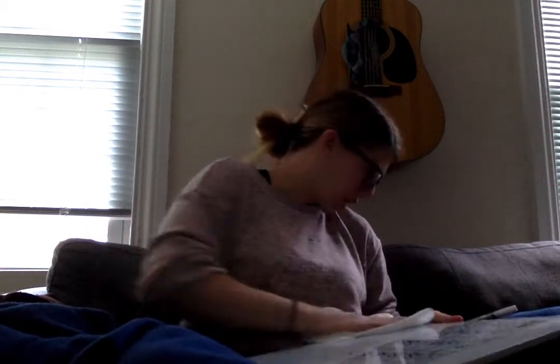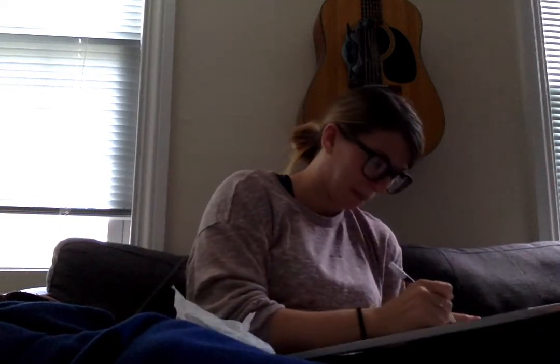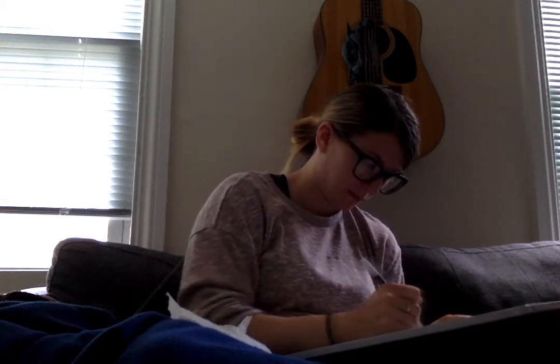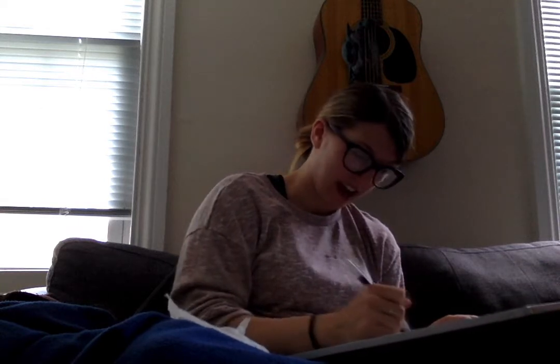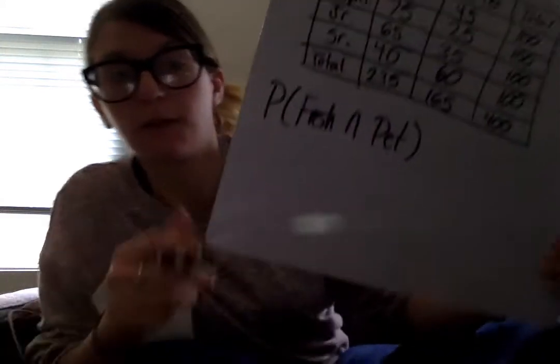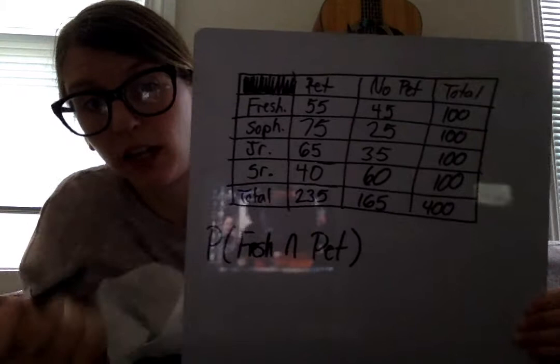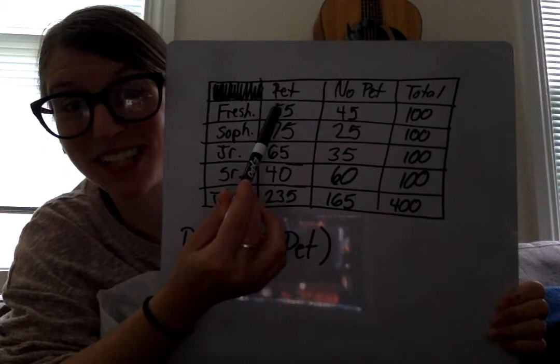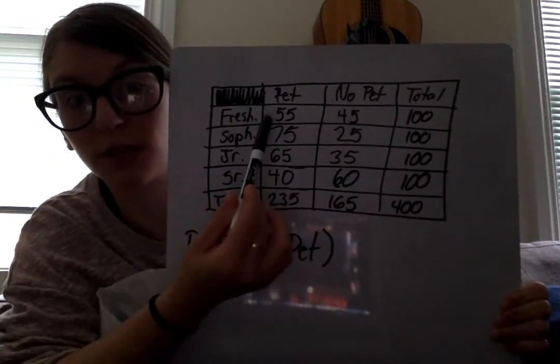So let's start with and. So let's say I have a question. What is the probability if I put all 400 of these people in a hat and I randomly pick someone, what is the probability that they are a freshman and have a pet? And is the easiest one. Freshman and have a pet. So I'm going to look in my chart, freshman, pet. See how they intersect here? So freshman, pet, there's 55.